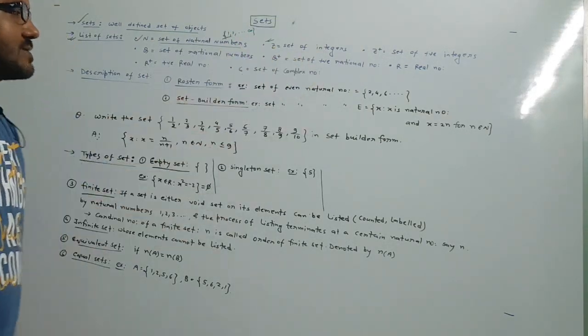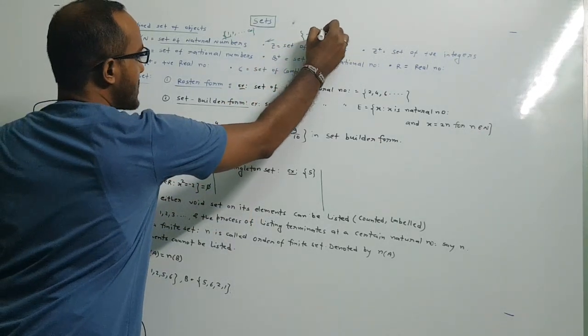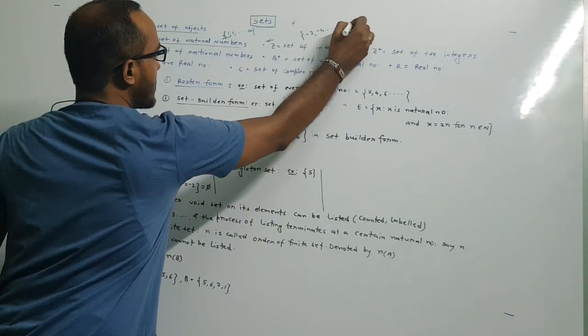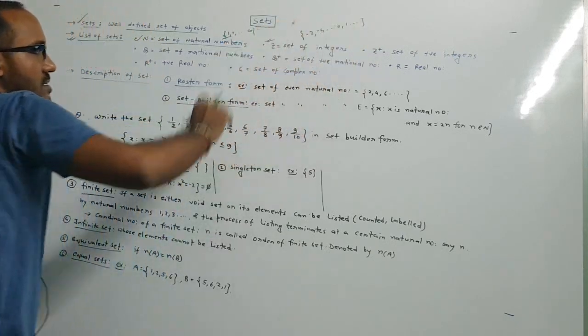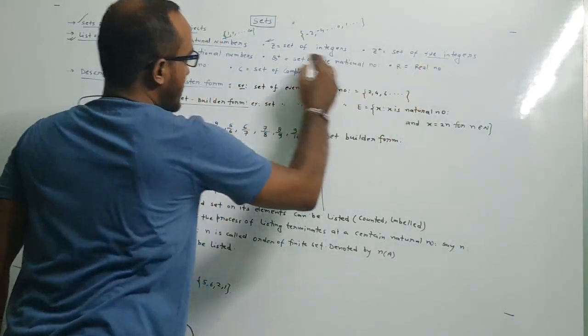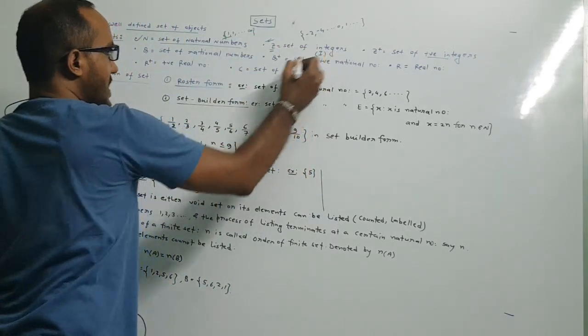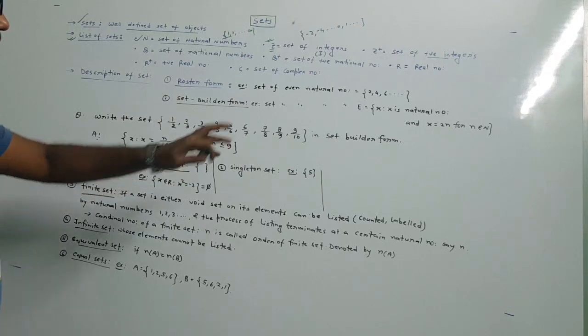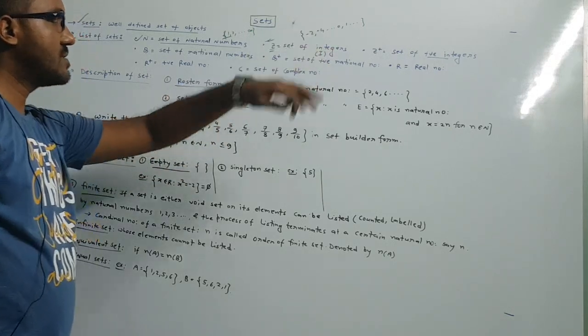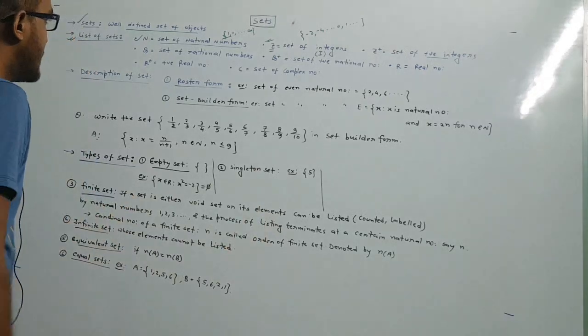Now the set of integers. Integers can be negative integers: -2, -4, 0, 1. These all are the set of integers. Integers can be denoted as Z, and some books also denote them with capital I. So these are the set of integers. For the set of positive integers, we have to take from 0.